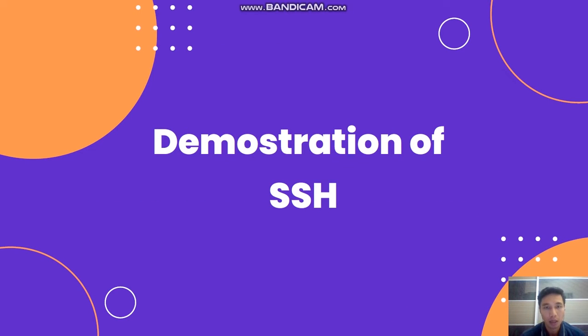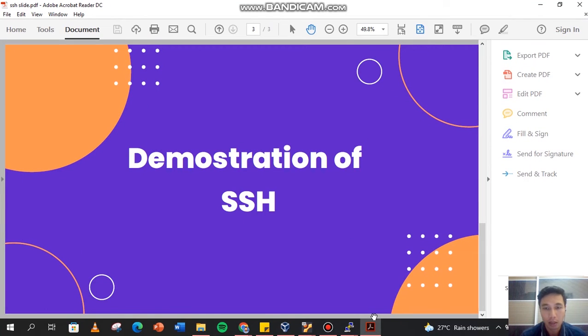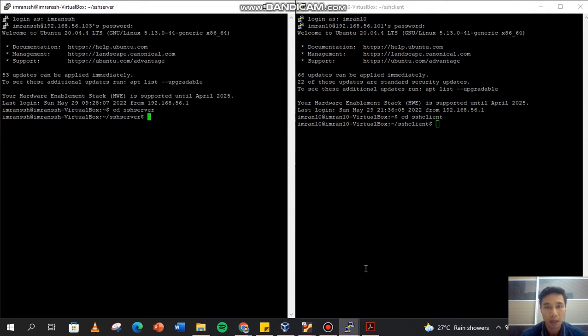Next, I will do a demonstration of SSH. Before that, I will tell you how my SSH works. So first, client will request the server with file name, and then the corresponding file is opened by the server, and send the file using datagram socket.